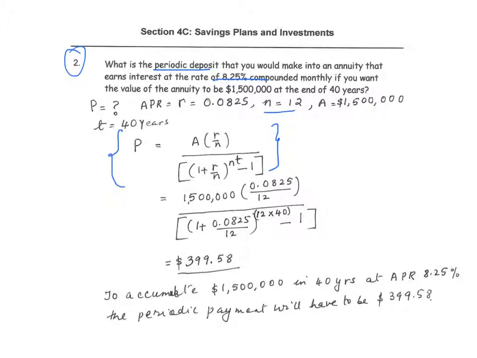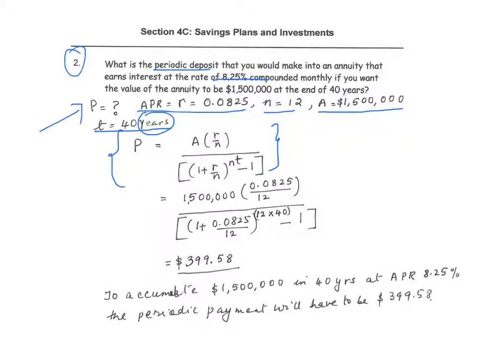It's the same as the number of times interest is compounded, and it's the number of payments in that particular year. The APR is given to us, 0.0825 if we convert it to a decimal. The total amount, which is our goal, is given to us, and we need to reach this goal in 40 years. Remember that this is in years. So what is the periodic payment?